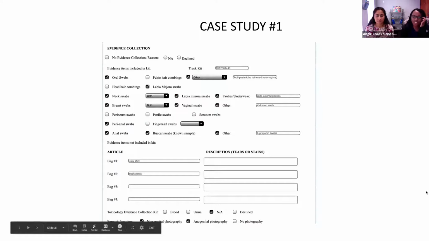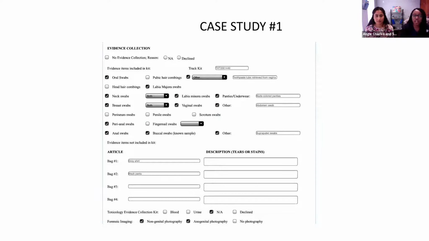Okay. So this is the evidence collection page. This is straight off of our chart. This just shows what we collected. And essentially, all of it doesn't necessarily need to be discussed right now. We normally collect our underwear. We collect anywhere that there's evidence. One thing to be noted: the patient did state, I feel like something's inside of me.